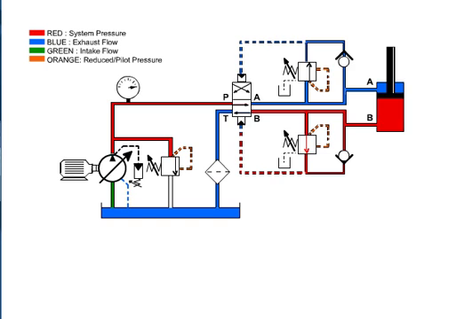Now that we understand the circuit, we may conclude that the proper function of the system will depend on the proper setting and function of the sequence valves, and the proper function of the hydraulically piloted directional control valve.